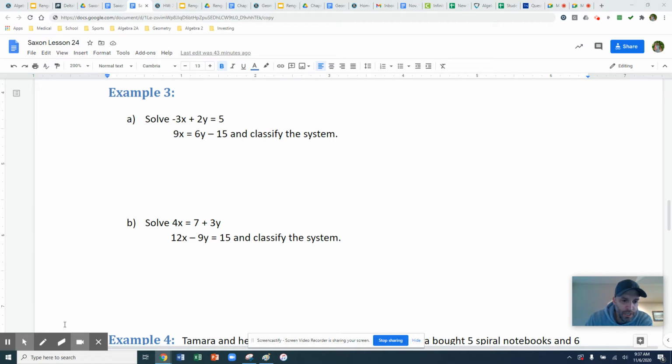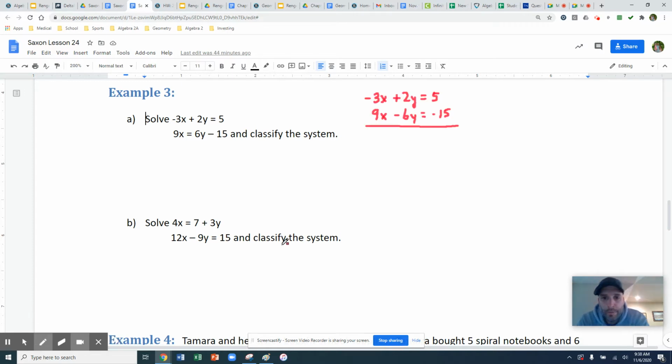So something we talked about back in day one was that we need to write each of our systems in standard form. So we'll take both these systems. This top one is already in standard form. Here I'm going to have to subtract 6y over to get it into standard form. So right now I'm going to rewrite both systems in standard form.